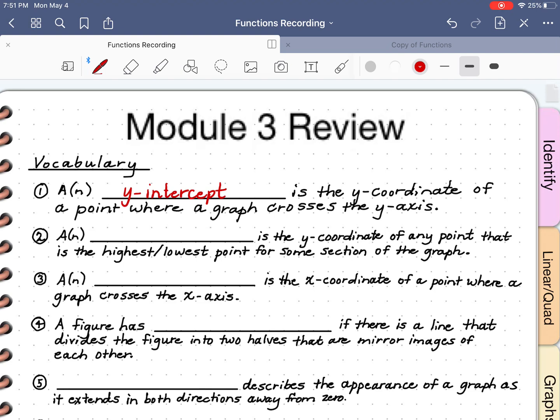A blank is the y-coordinate of any point that is the highest or lowest point for some section of the graph. So this is a relative minimum or maximum. High and low, or low and high.